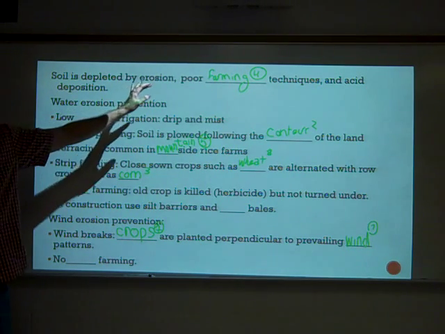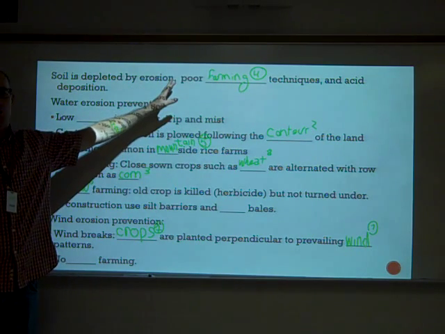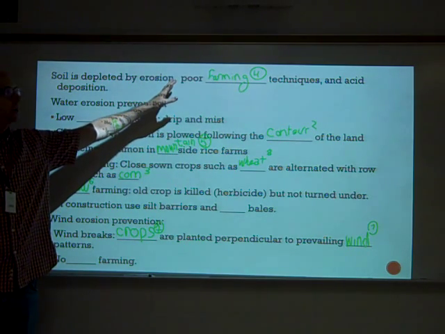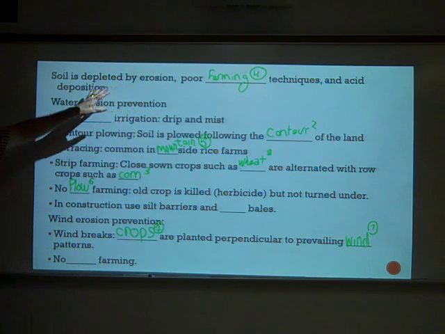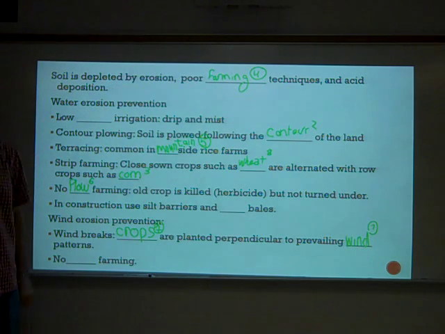Now, in the first part here, this is a physical loss of the soil. The soil is blown or washed away. It's gone. In the second part, when it comes to poor farming techniques and acid deposition, that's when the soil becomes demineralized and loses its nutrients. But then, if it loses its nutrients, the plants are going to die, and once the plants die, they're no longer holding the soil in place, and you have the physical erosion as well. So one tends to lead to the other.